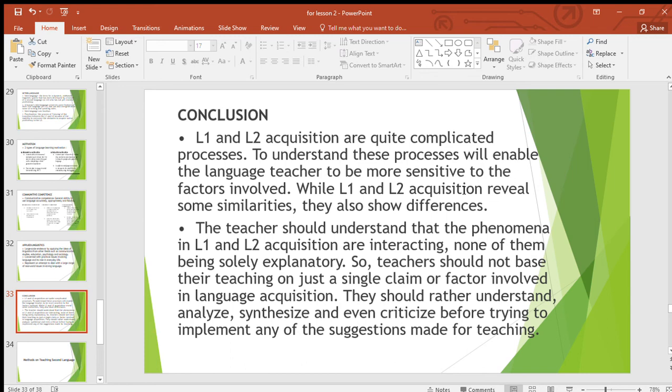None of them are solely explanatory, so teachers should not base their teaching on just a single claim or factor involved in language acquisition. They should rather understand, analyze, synthesize, and even criticize before trying to implement any of the suggestions made for teaching. So this is for you, blessed students.